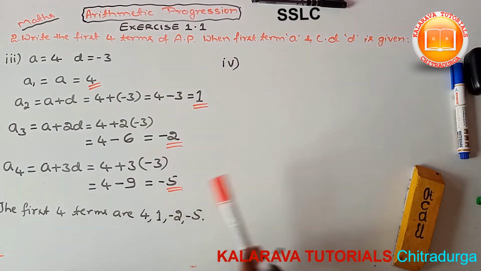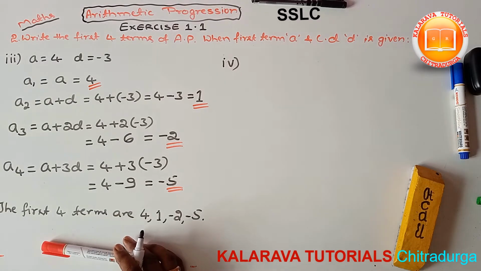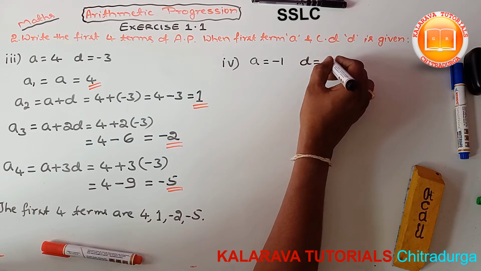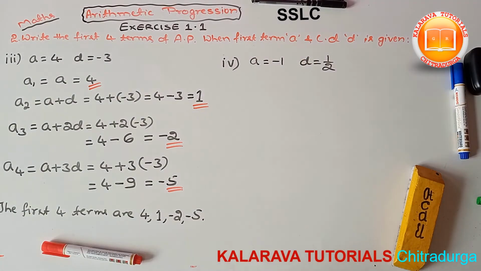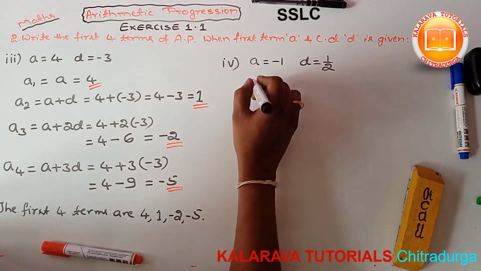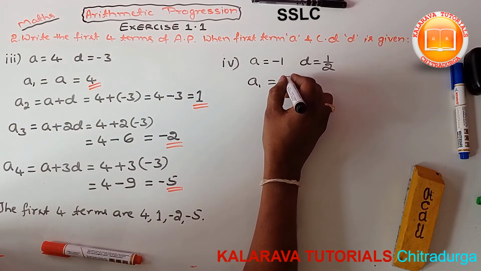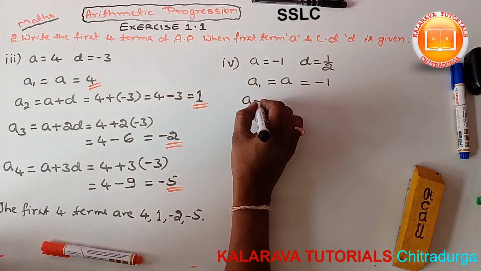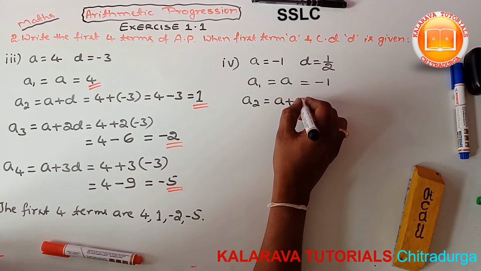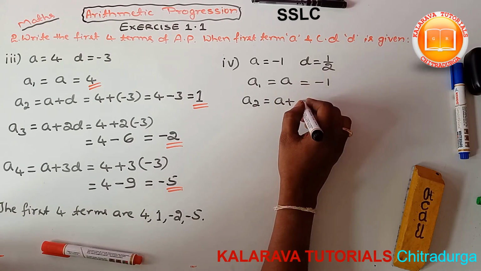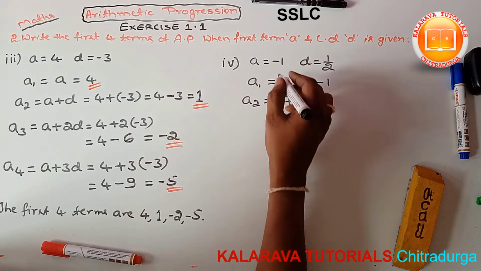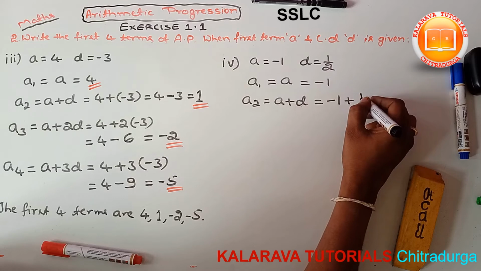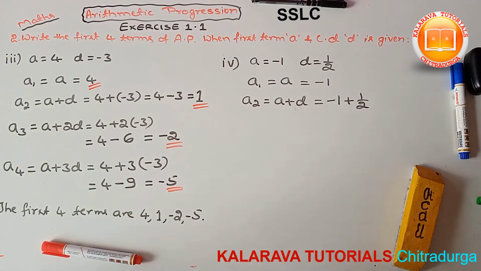In the fourth problem, they have given that the value of a is equal to minus 1 and the value of d is equal to 1 by 2, that is half. So now we have to find out the first term. a1 is equal to a, that is equal to minus 1. Then a2 is equal to a plus d. So in the place of a we write minus 1 and plus, in the place of d you have to write half.